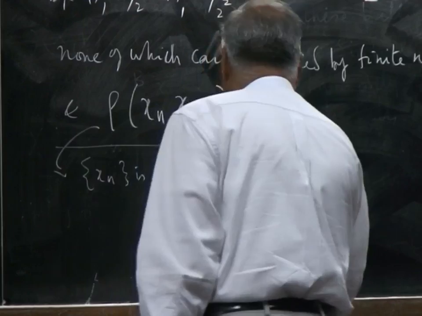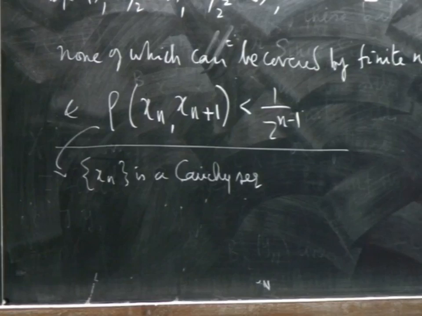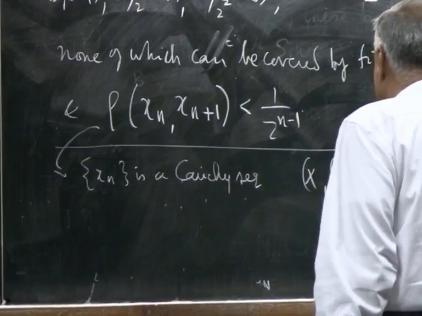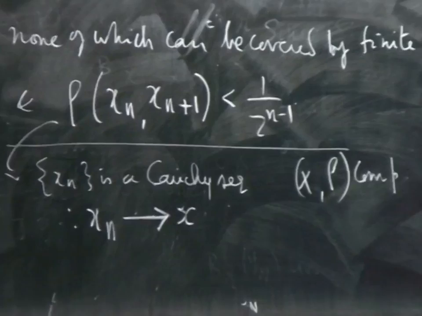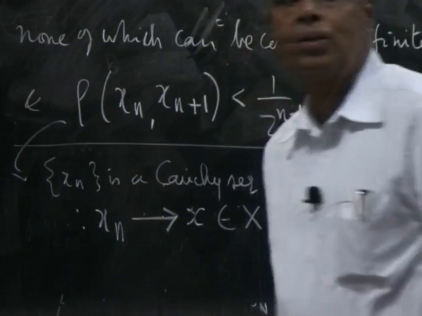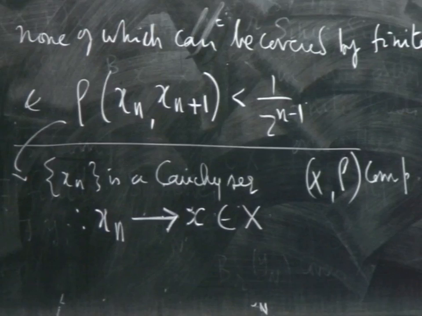Okay, xn to xm will be the tail end of the halves in a geometric series, which converges, so the tail can be made small. Now we use the hypothesis of completeness, which has been hiding from us all the while. We have so far used only total boundedness. So xn converges to x, which is in the space, because it is complete. Okay, the last step is the following.